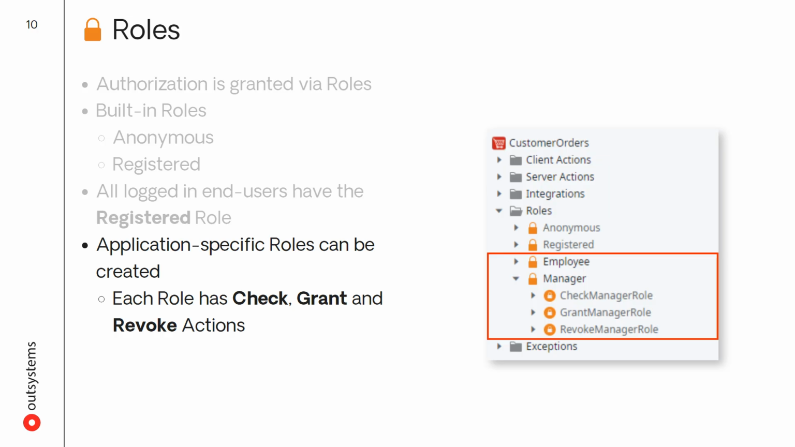Each role has three built-in server actions you can use: CheckRole, GrantRole, and RevokeRole. Like the names of these actions indicate, they are helpful to allow you to check whether a certain user has their respective role, for instance the Manager role, and also to grant a user a role or revoke it.